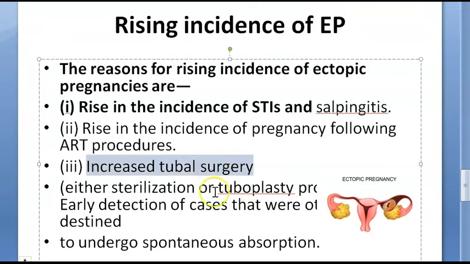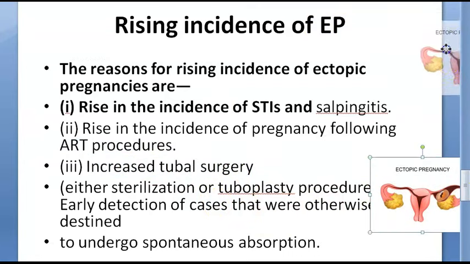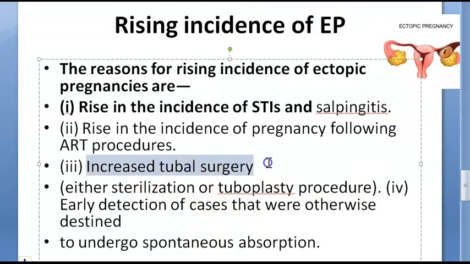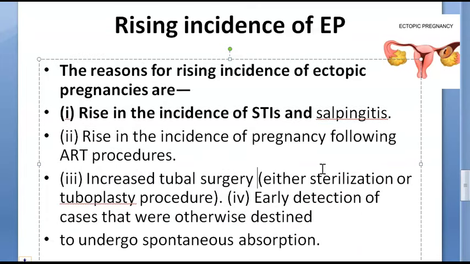Increased tubal surgery, like we told you, they're working on the tube. So what happens when they are working on the tube for whatever reason? Then this tube will become in such a way that it will attract the oocyte, the fertilized ovum, and it will implant and develop in the tube. So basically, these people have had a sterilization, not sure why in sterilization or a tubectomy it should happen, but a tuboplasty, right? What is tuboplasty? You're fixing the tube.